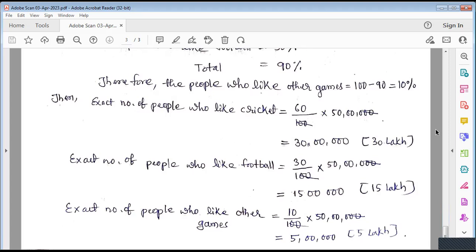Slowly you go through it, and you have to solve these problems without looking at these answers to become perfect.